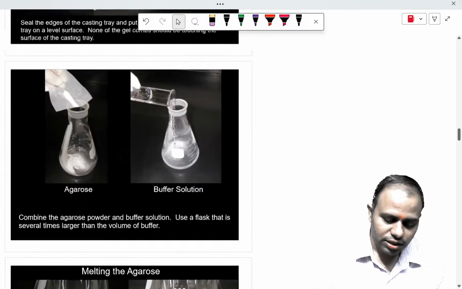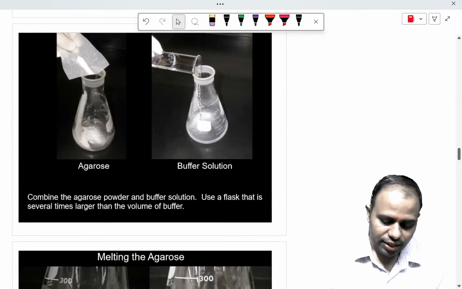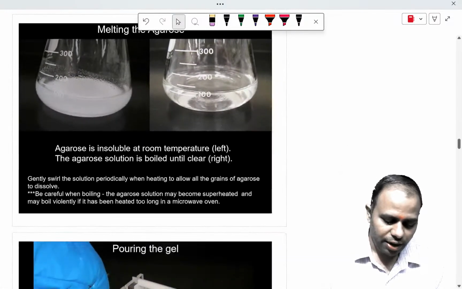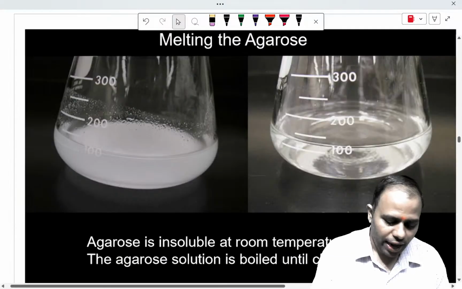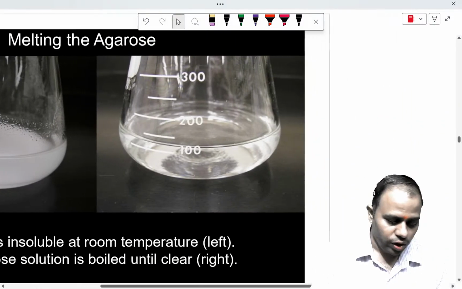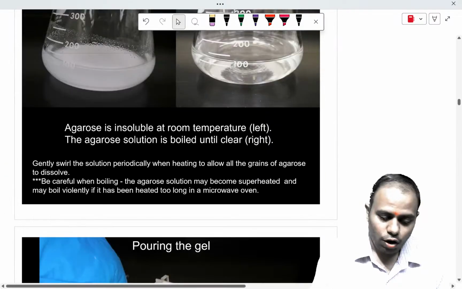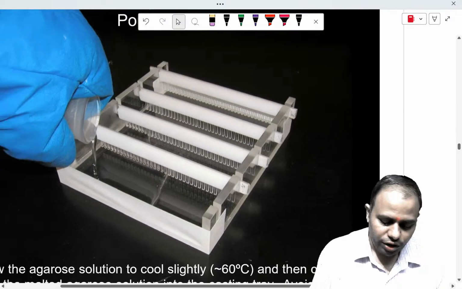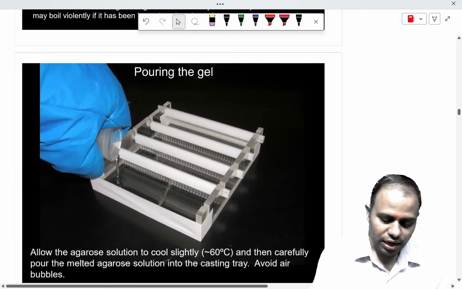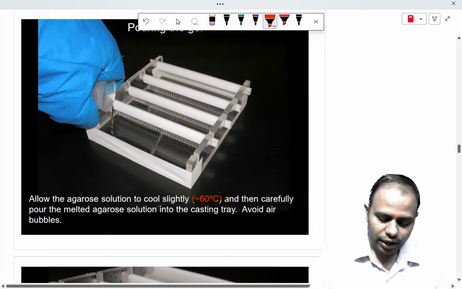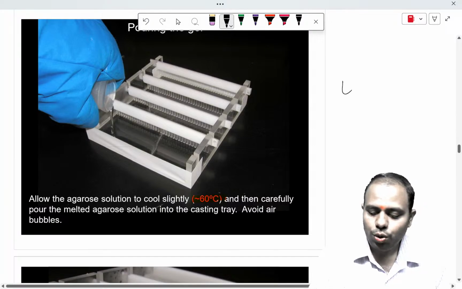Then after putting agarose, you have to add a buffer solution, generally TAE buffer solution. After putting agarose, it looks like this, but when you boil it, it looks like this. It forms a clear liquid. After boiling, you have to carefully pour the gel after slightly cooling to 60 degrees Celsius. At this point you have to add a visualizer, that is EtBr.